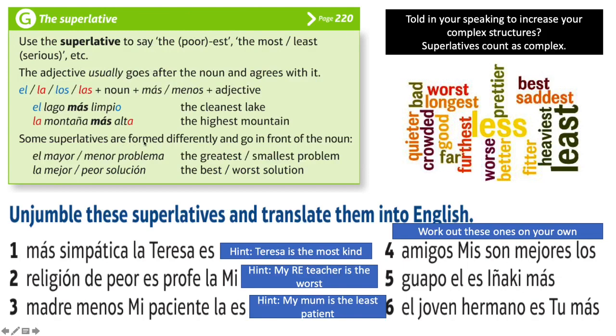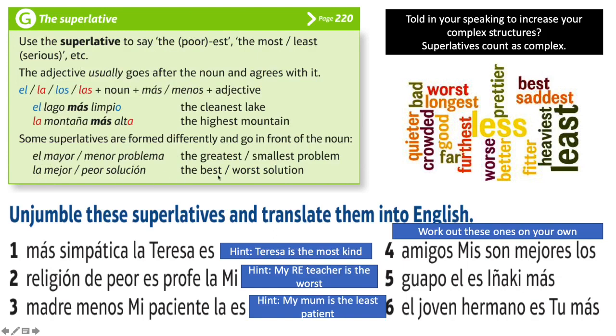There are a couple that are written differently. El mayor o menor problema, the greatest or the smallest problem, la mejor o peor solución, the best and worst solution. You already knew this one, yeah? Well, you have learned things like the worst thing is, lo peor es que, or lo mejor es que. So now you have to use that in a different context.